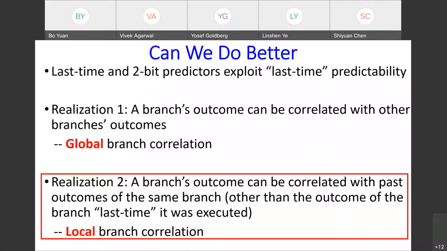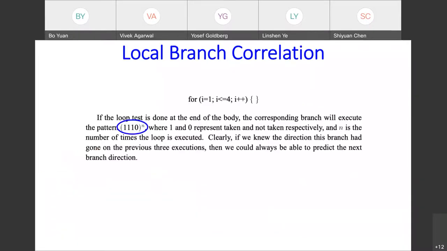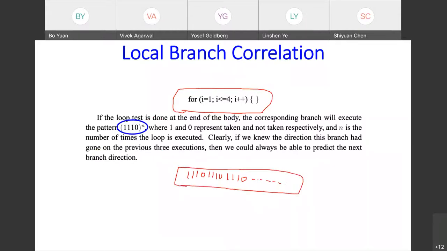The second opportunity we can leverage is the local correlation. Let's take a look at this example. Notice that for this loop, for this branch instruction, we know what the pattern is. It will always be taken, taken, taken, not taken, and then taken, taken, taken, not taken, and then taken, taken, taken, not taken, right? Locally, notice that this is the sequence of this local branch.